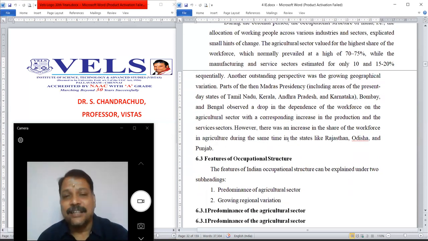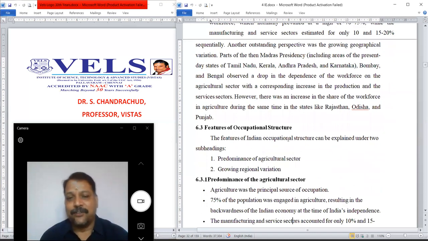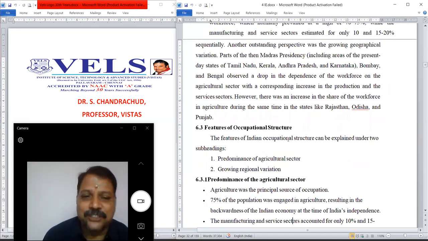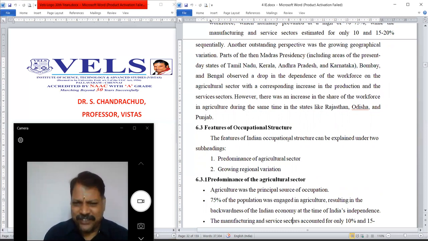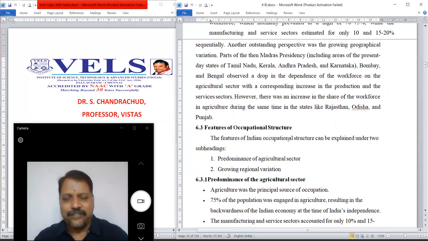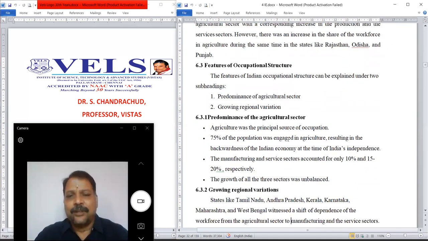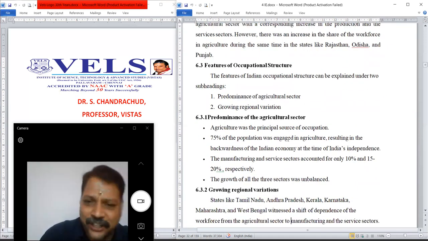Now let us see the features of occupational structure. The features of Indian occupational structure can be explained under two subheadings. The first one is predominance of the agriculture sector. The second one is growing regional variation. Based on these two, we are going to list out the features of occupational structure. First, let us start with the predominance of the agriculture sector.